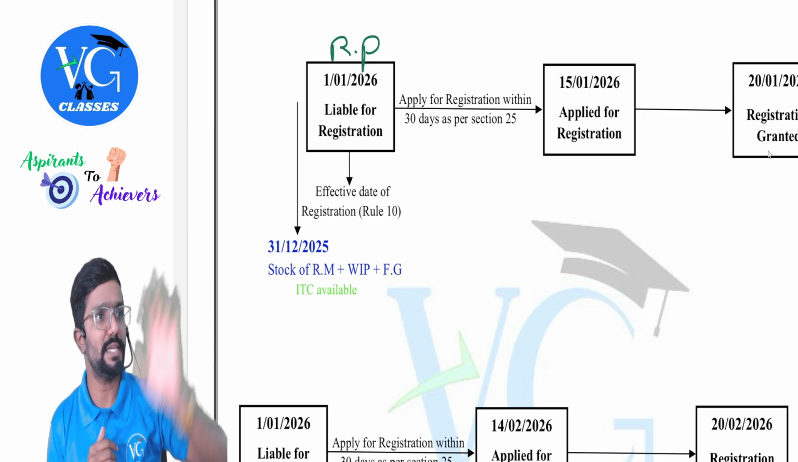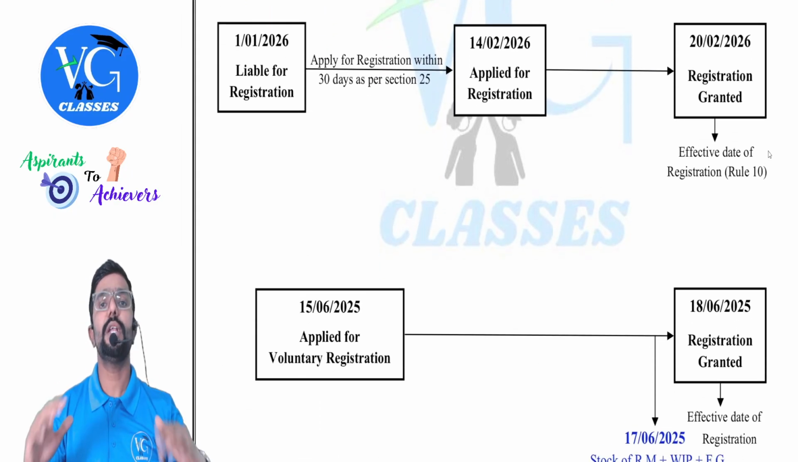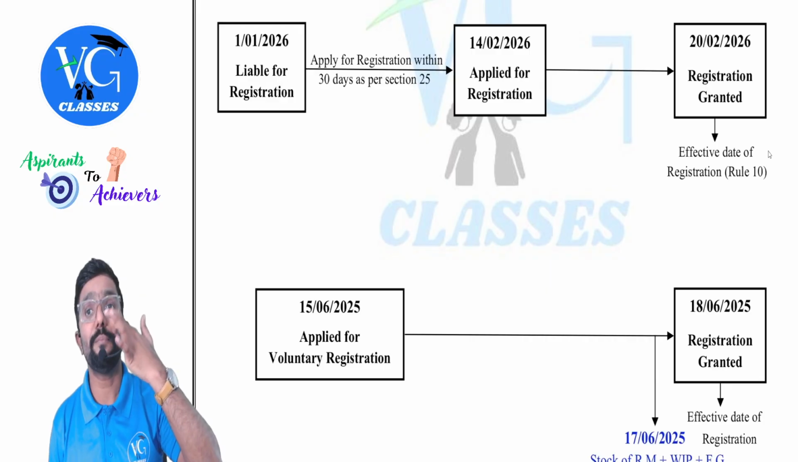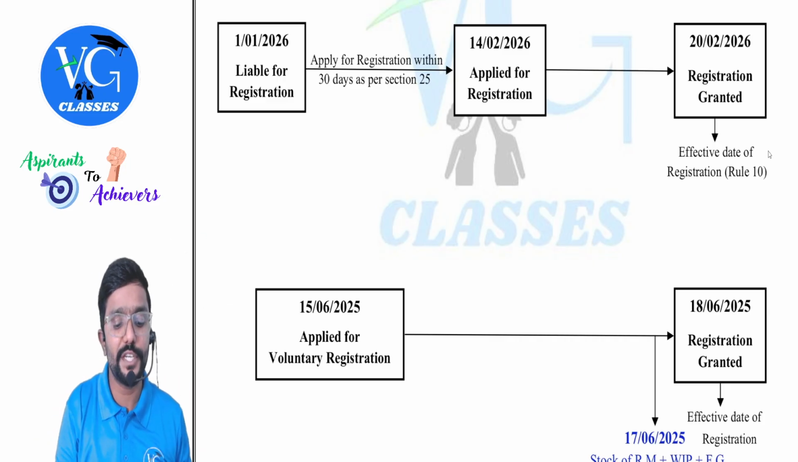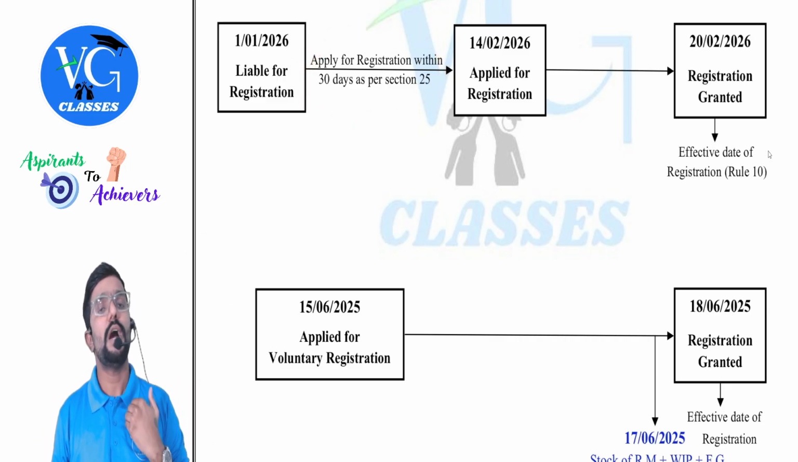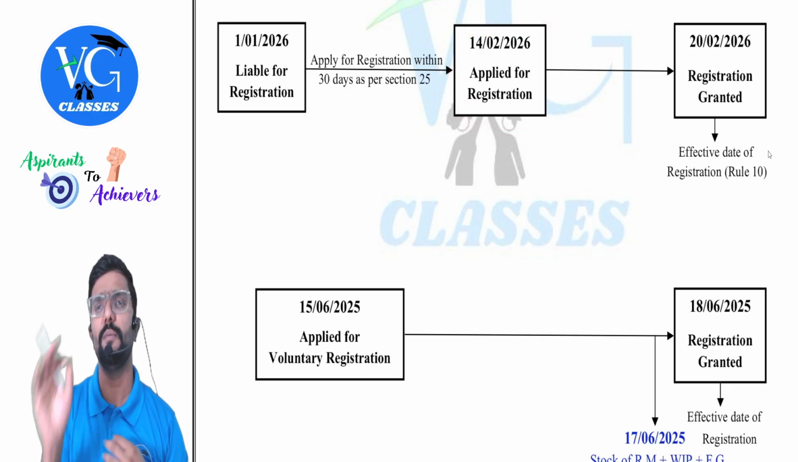Is that clear? Yes. Next, let me go to the next scenario. Sir, what if the registration is applied after 30 days? Section 25 is telling what? Apply for registration within 30 days. Assume I am liable for registration on 1st January, but I applied for registration on 14th February.